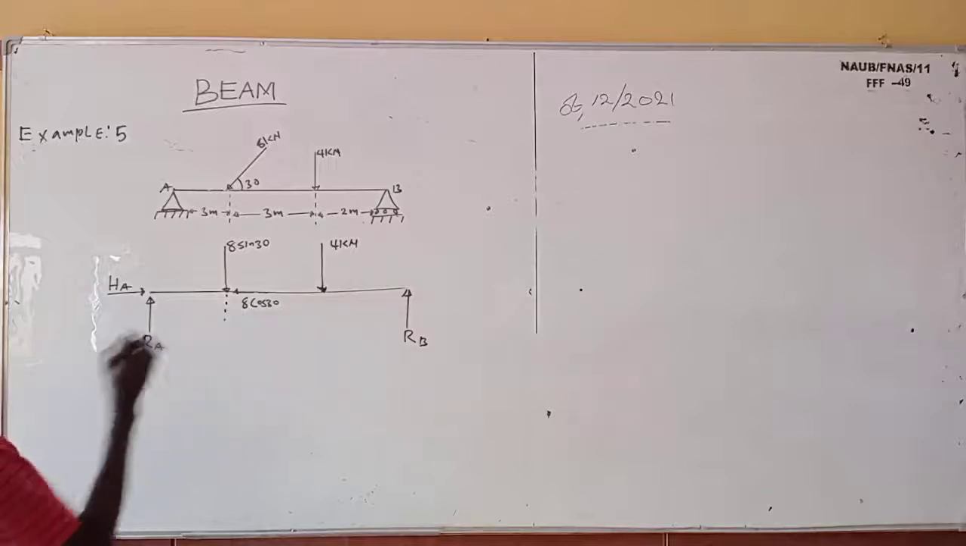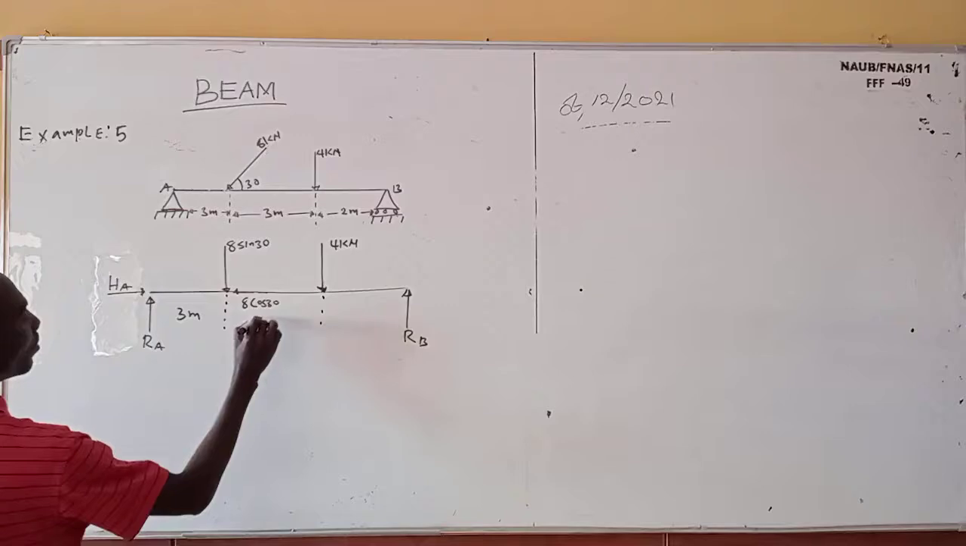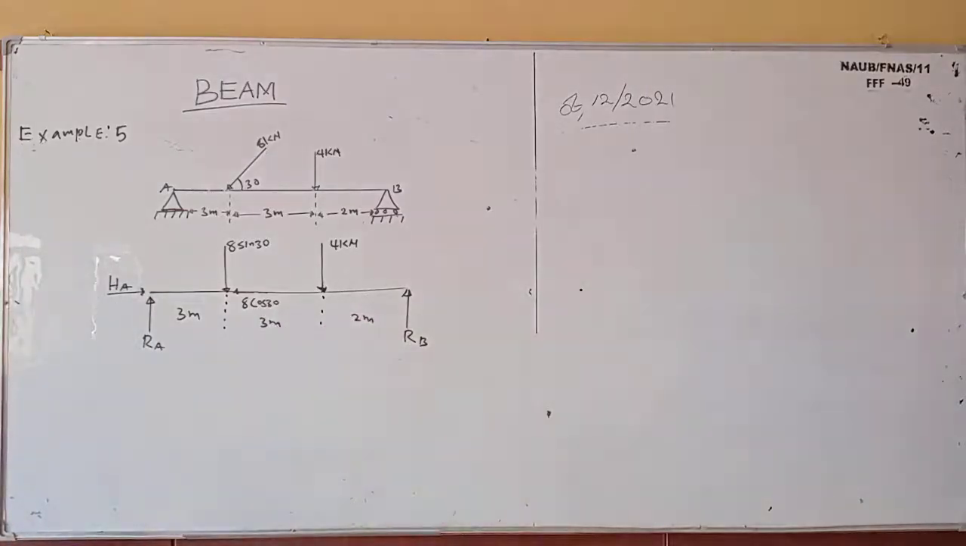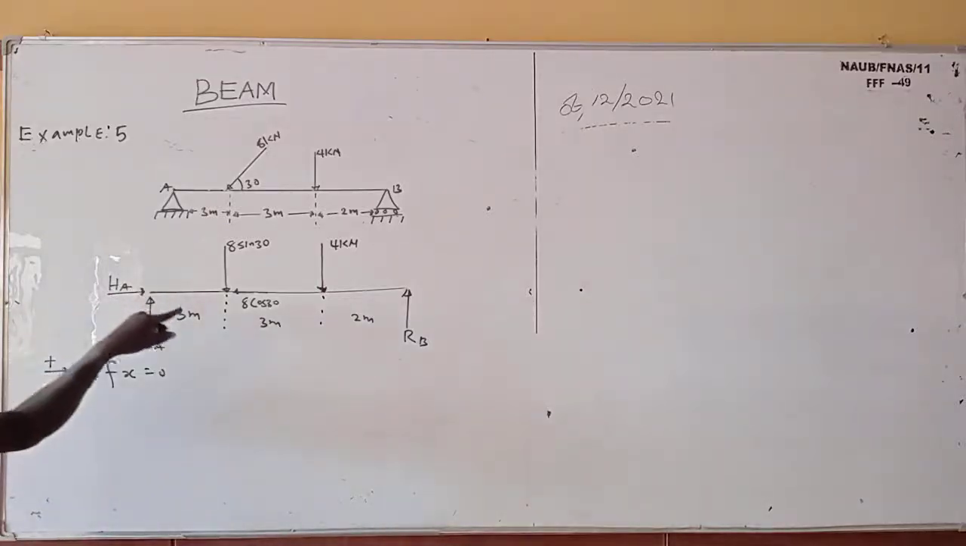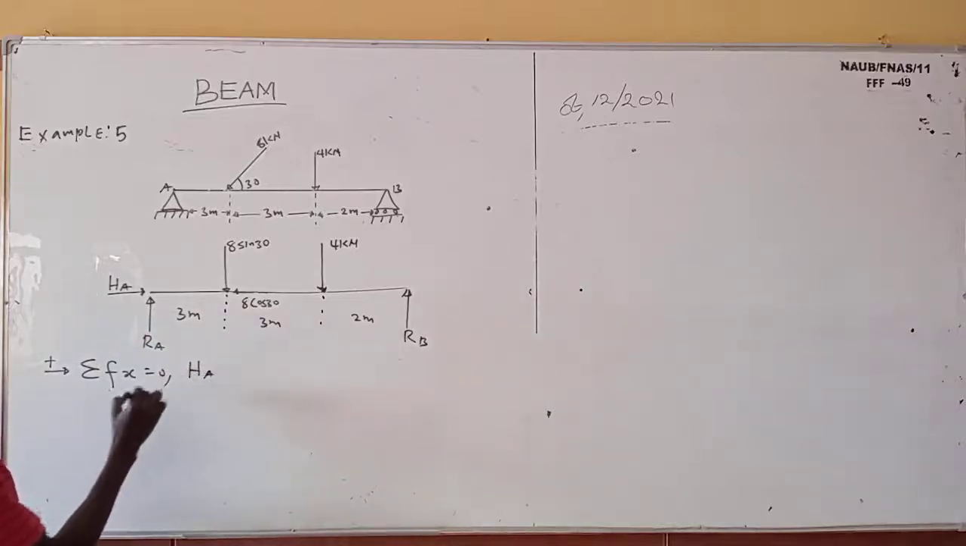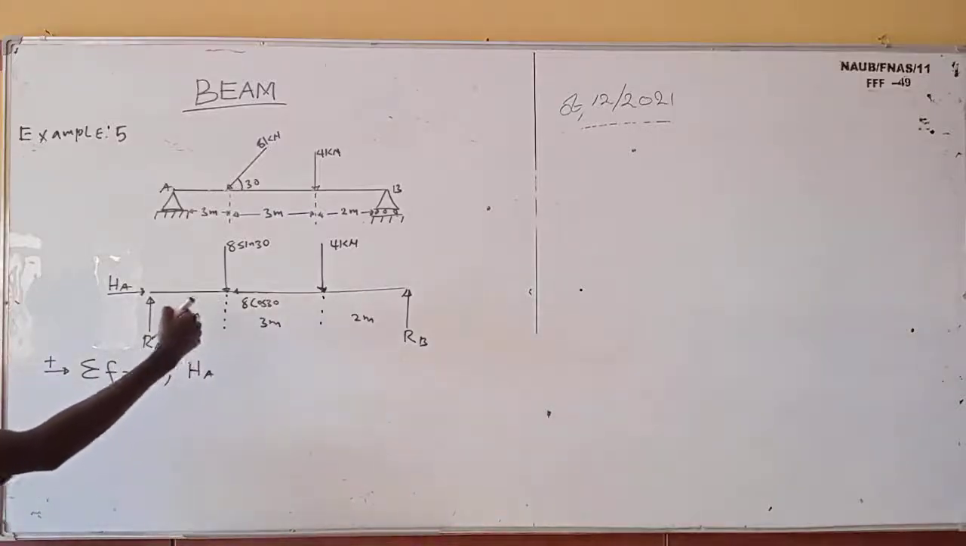So now the distance here is 3 meter. This place is 3 meter. This place is 2 meter. So now the next thing that we need to do is we take our summation of horizontal force equals to 0. Let's pick our coordinate. This to be positive. And don't forget, this horizontal force is facing this direction, so it's going to be positive. It's going to be HA. Don't forget, this one is going in this direction. It will be negative.